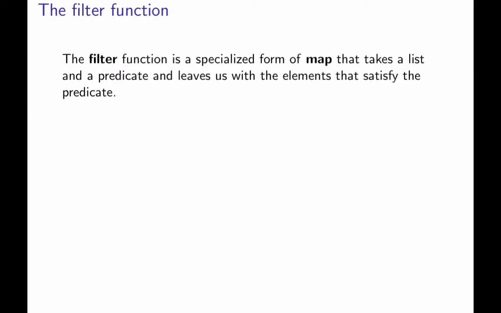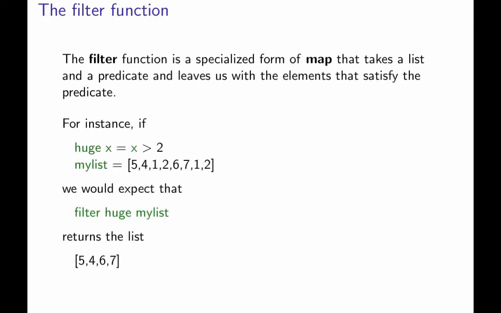Now, sometimes we're interested in a specialized kind of mapping that takes a list and a predicate and leaves us with the elements in the list that satisfy the predicate, and we call this the filter function. The filter function, if we apply it to the predicate huge of x, which is true if x is greater than 2, and my list 5, 4, 1, 2, 6, 7, 1, 2, we'd expect that if we apply filter to huge and my list, we would get the list of numbers in the original list that are greater than 2. That would be 5, 4, 6, 7. So let's try to define the filter function.